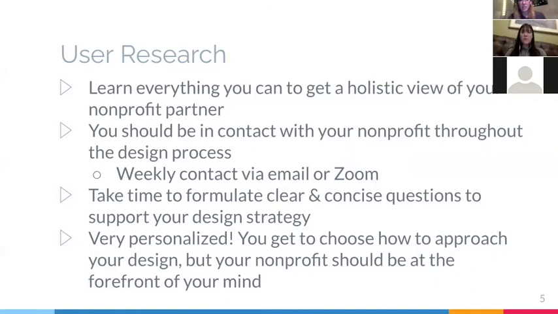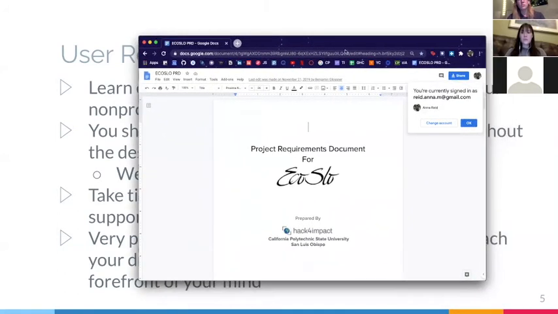So I actually did want to show you what a completed PRD looks like if you may not be familiar. Let me pull that up real quick. This is one that I actually helped work on last year. It was for EcoSlow. Can you see that? Did that show up? Yeah. Okay, sweet.